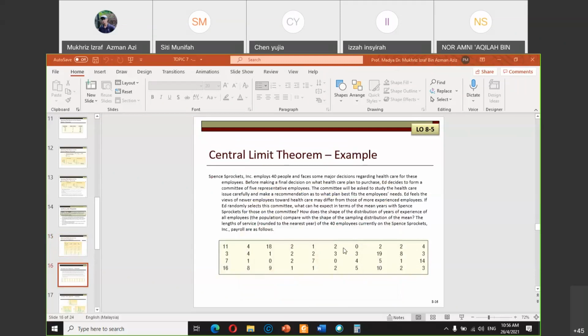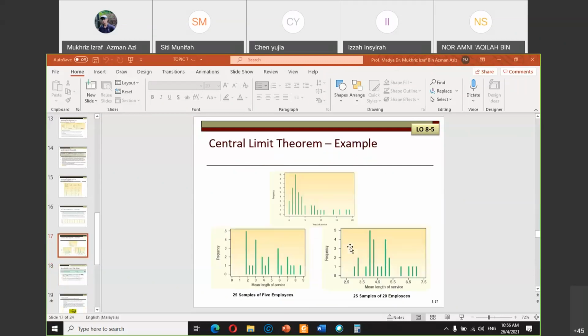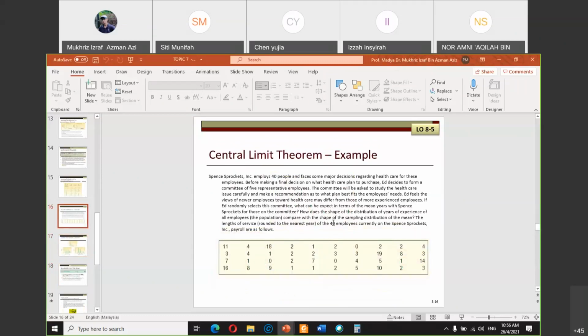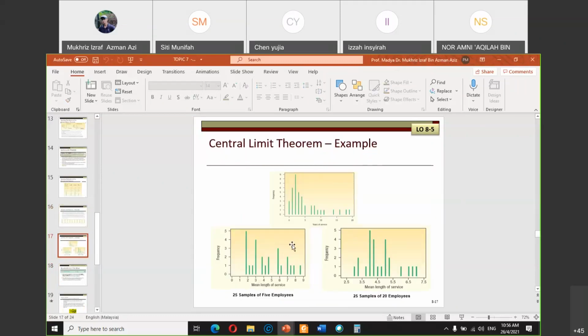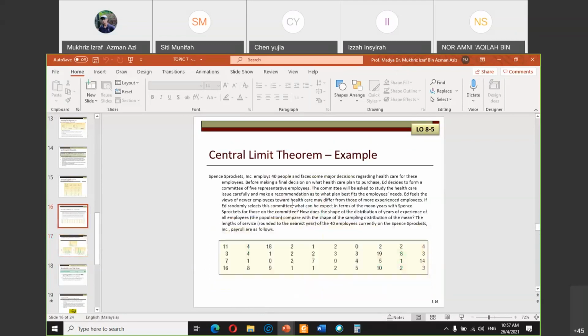So this is just an example. You have a sample of 40 employees, so the population will be 40 employees. Then you collect a sample of 5. What this shows is that this company has 40 employees, and then it decided to form a committee of 5. Meaning from these 40, they want to select 5 workers to be the representative of the company.